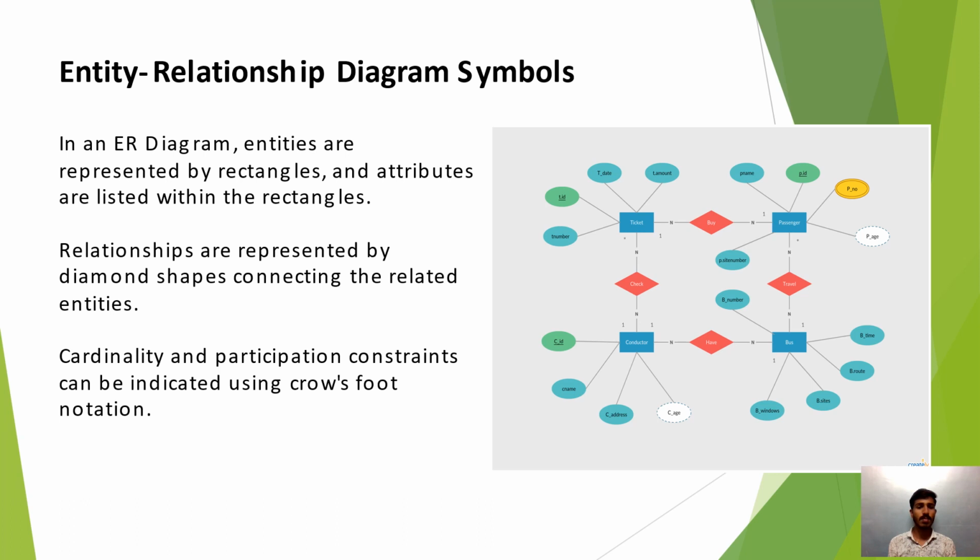Entity relationship diagrams. In an ER diagram, entities are represented by rectangles and attributes are listed within the rectangles. Relationships are represented by diamond shapes connecting the related entities. Cardinality and participation constraints can be indicated using crow's foot notation. You can see in the picture also.